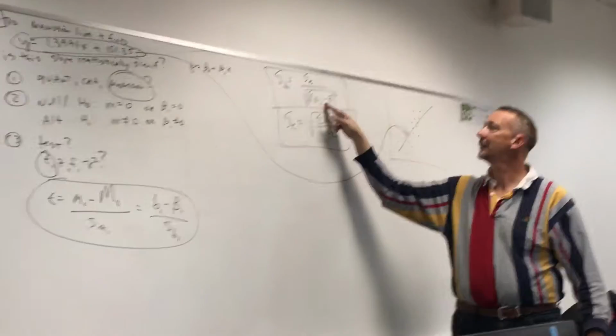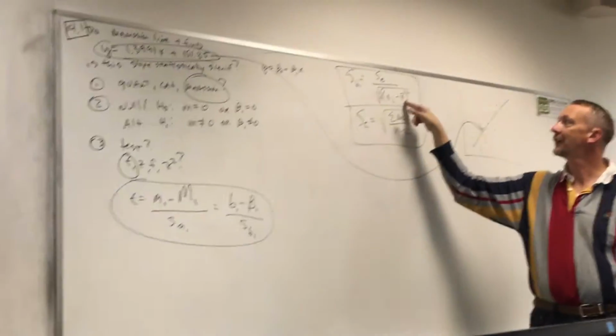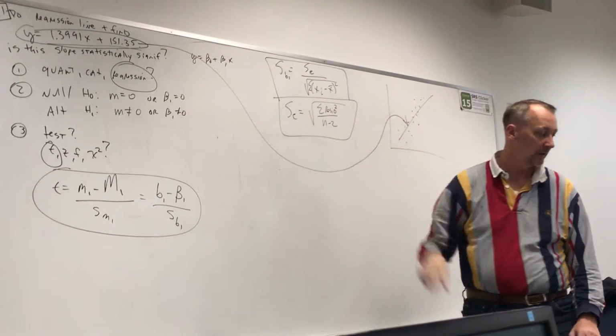Now I need to take my S of E and plug it into here, and figure out what this is. What is this? In order to define this, I have to figure out what my x bar is, right? What is my x bar?